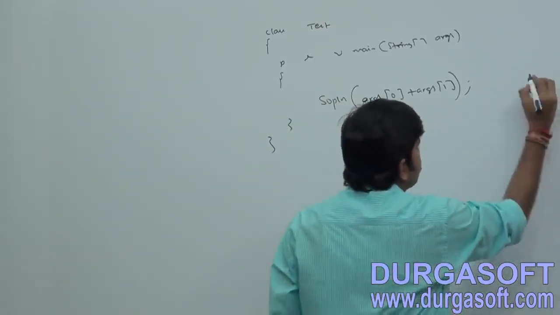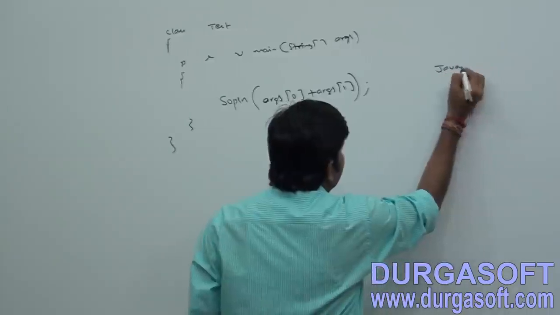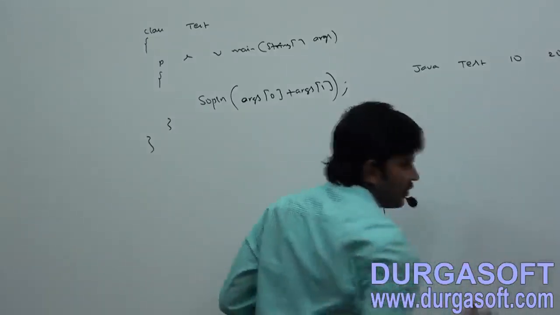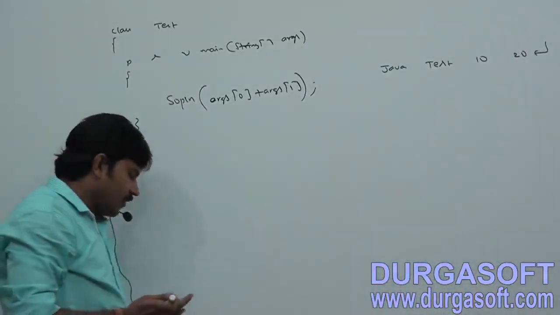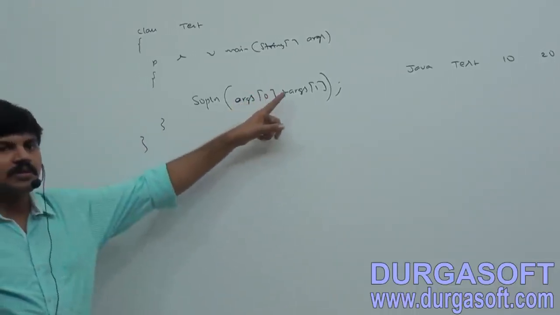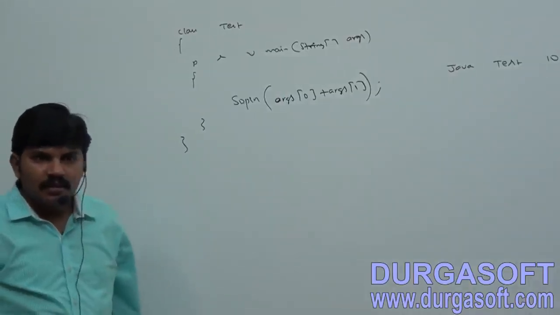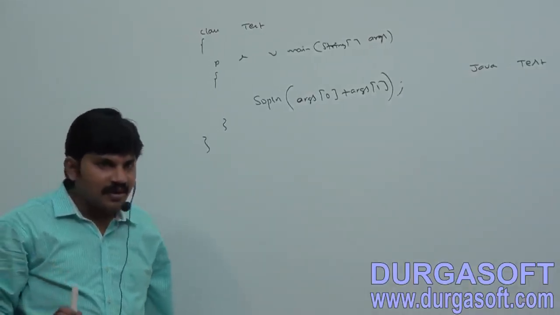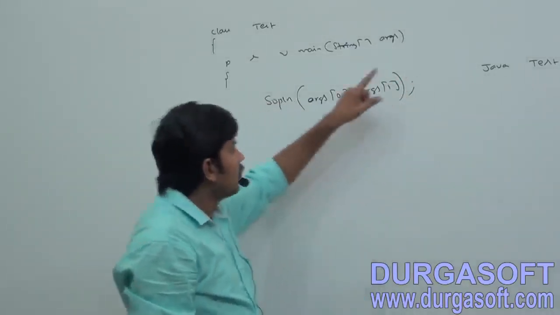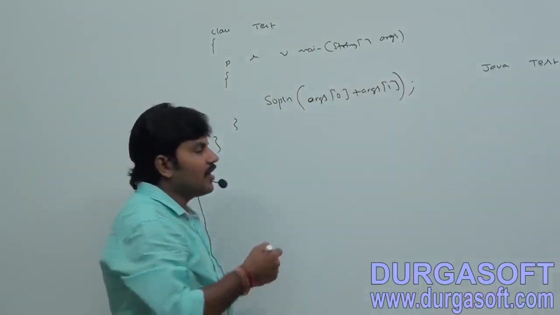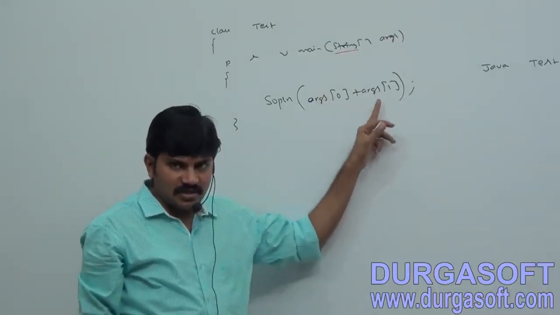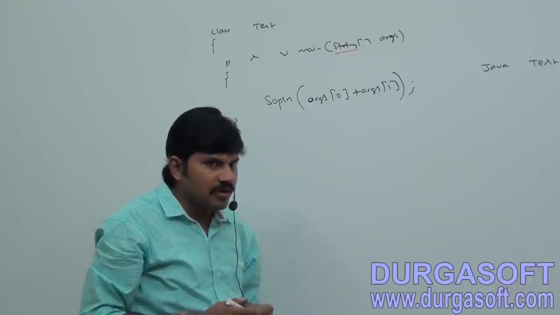Now the target is, if I take java test 10 20, can you tell what the answer is? Args of 0 plus args of 1, 10 plus 20, what the answer? 30 or 1020? Make sure command line arguments within the main method are available in string form. First string plus a second string. Now this one will become what?